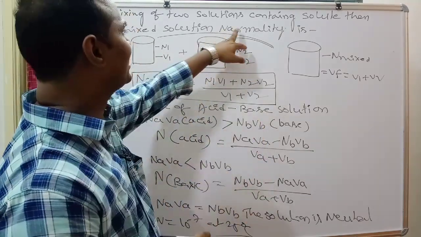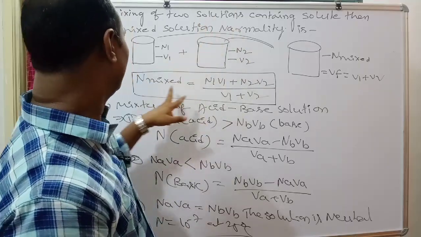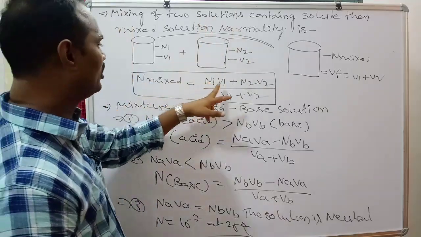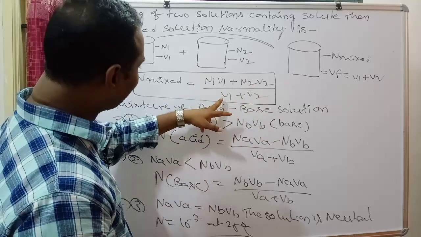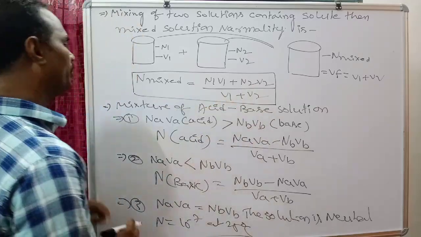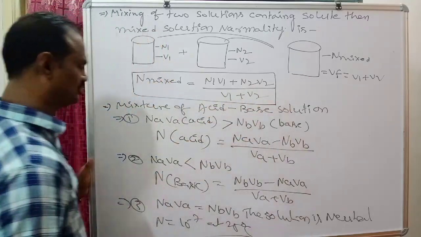Mixing of two solutions containing the same solute. Mixed normality is equal to N1V1 plus N2V2 by V1 plus V2. Next, mixture of acid and base solutions.